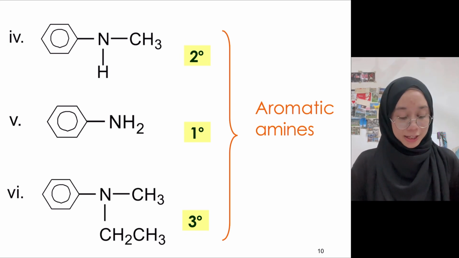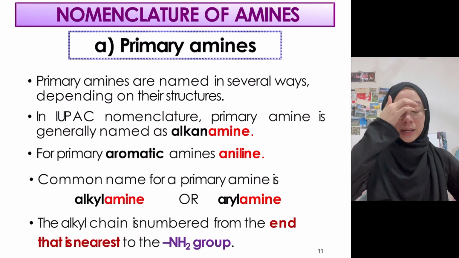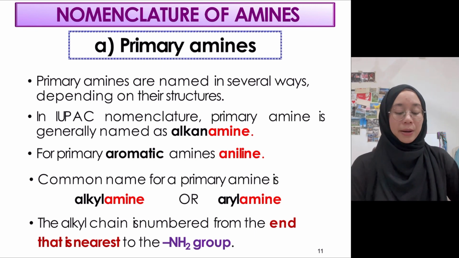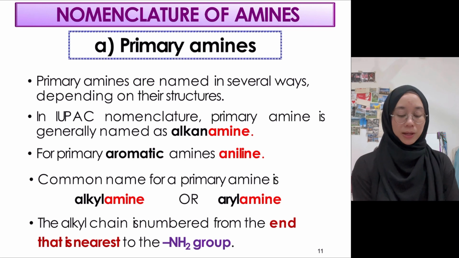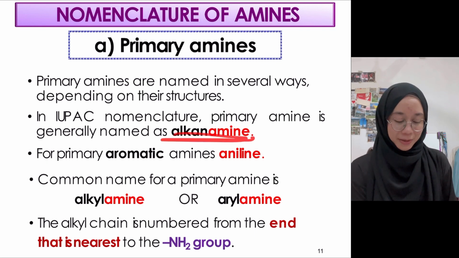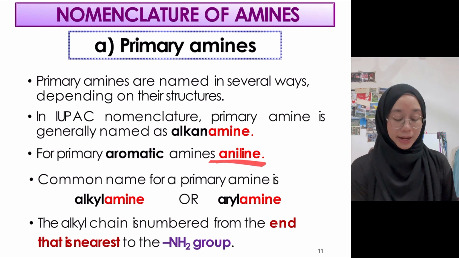Okay, so untuk primary amine, so kita nak tengok naming sekarang ni. Okay, based on the IUPAC system. Okay, so primary amines they are named in several ways depending on their structure. So kalau IUPAC nomenclature, primary amine is generally named as alkanamine. Okay, so alkanamine. Kalau untuk yang aromatic pula, yang primary dia kita panggil sebagai aniline.